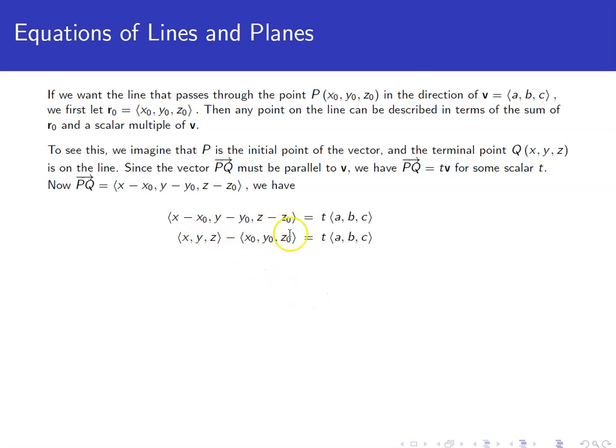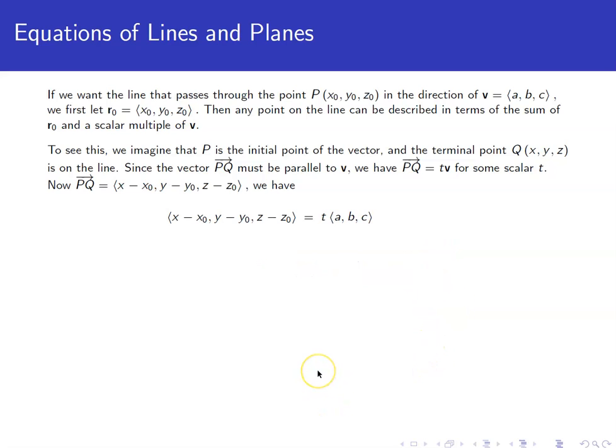We can rearrange this a little bit. We can split up this vector into a difference of 2 vectors and then move the x naught, y naught, z naught vector over to the other side. So then we have that the vector x, y, z has to be x naught, y naught, z naught plus t times ABC. To write this in more of a vector form, we think of this as a function of t, where we plug in a t, we take the scalar multiple of v, and then add on the r naught. So all of this stuff is making precise what we mentioned on the previous slide.